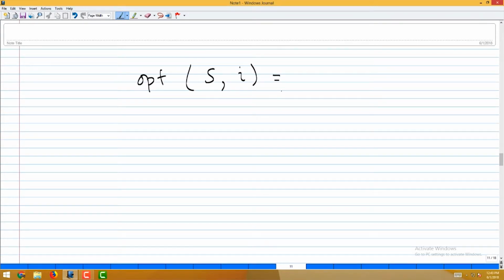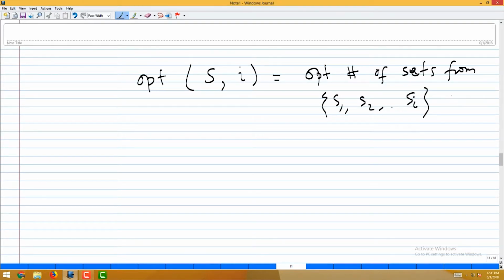I am defining Opt(Y, i) as the optimum number of sets from S1, S2, ..., Si, let us call this Y, that cover Y, where Y is a subset of X and i is the index. Okay, these are the subproblems. But there is some incremental thing that is happening. I am just moving from 1 to the end.